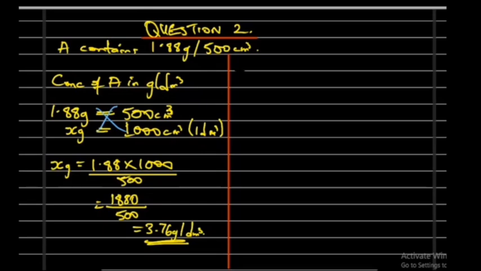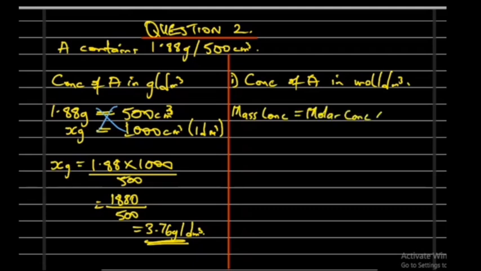So now that we have this, we can go ahead to calculate the concentration of A in moles per dm³. So how are we going to do that? We are going to be making use of the formula: mass concentration equals molar concentration times molar mass. That is what you'll be using. Since what we are looking for is molar concentration, that will be mass concentration divided by the molar mass.